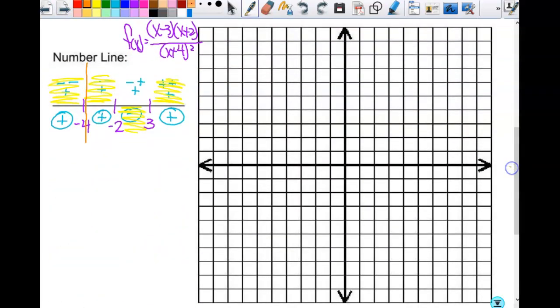Let's go ahead and start plotting what we can plot over here. So I know that I don't have any holes. I have roots at -2 and at 3. Vertical asymptote at x equals -4. Togetherness at x equals -4. We'll get back to that. Horizontal asymptote at y equals 1.